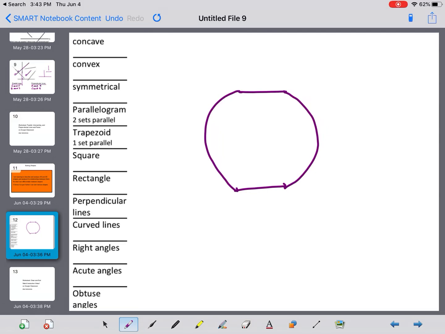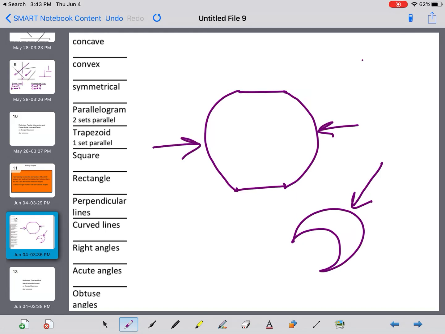If we're talking about the moon shape again, the moon shape is also a convex shape because it has a little bump right here, just like this shape has the bumps going out like that. And a circle, for example, is convex all the way around.